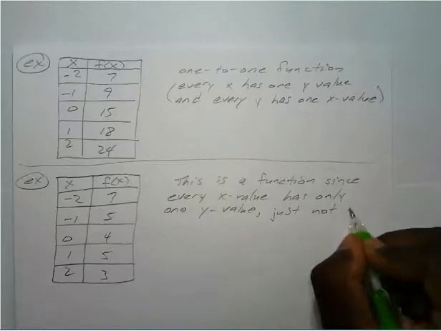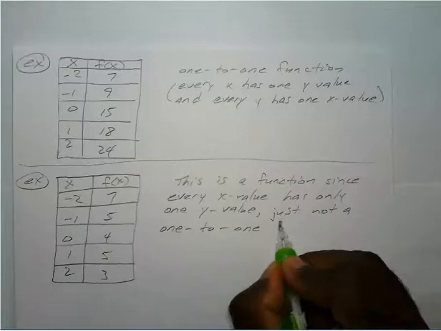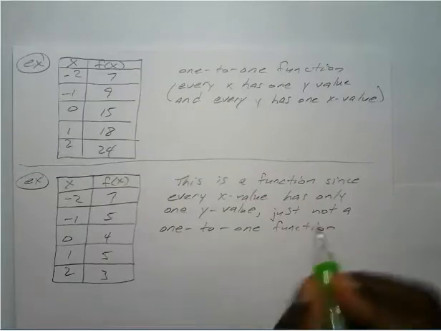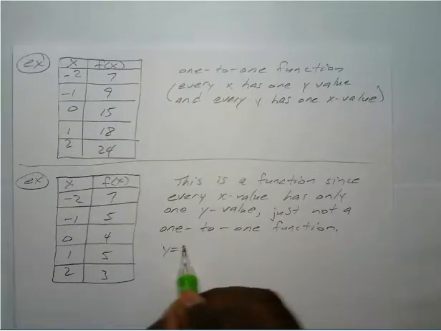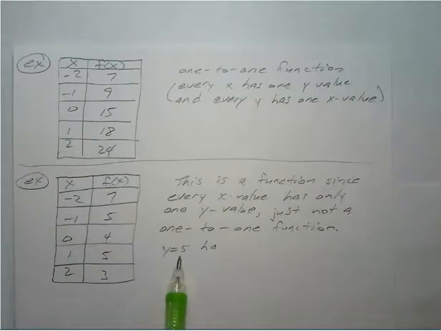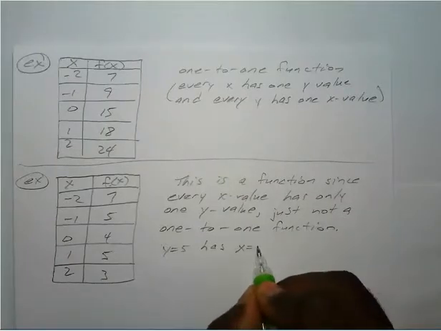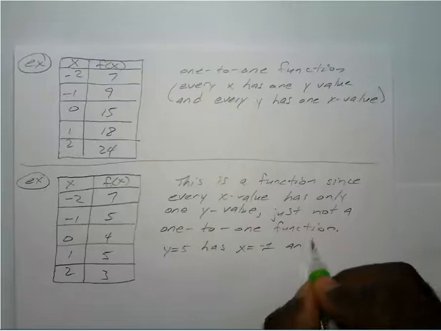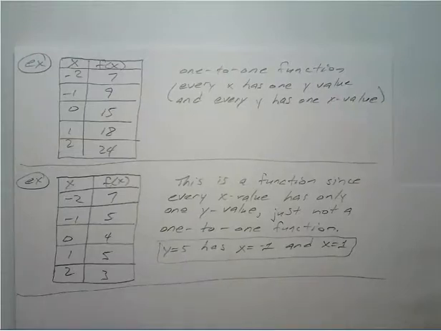Just not a one-to-one function. Okay, and that is because y equals 5. Remember, y is equal to f of x. So if you're saying, oh, where'd that y equals 5 come from? Y is equal to f of x. So that's like saying f of x is equal to 5. So y equals 5 has x equals -1 and x equals 1. Okay, so just a little note there to show you why it's not one-to-one.